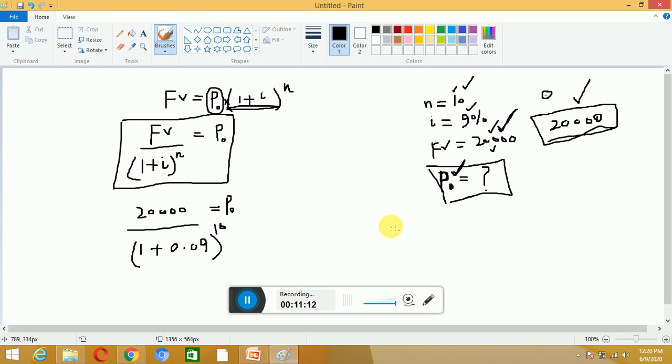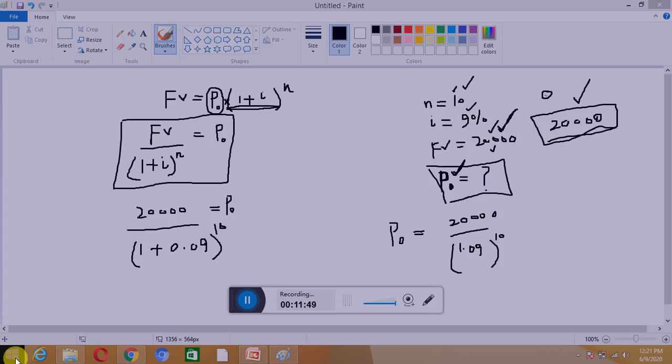So now P naught is equal to 20,000 divided by 1 plus 0.09, so it will become 1.09 raised to the power 10. Now you will calculate 1.09 raised to the power 10.